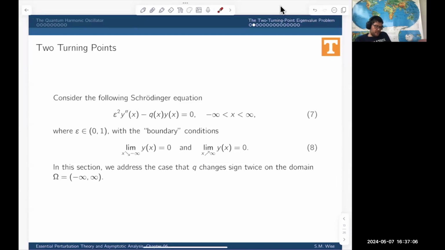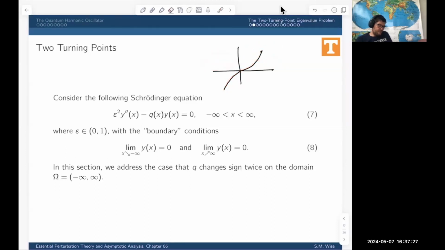Previously, in the one turning point case, we examined a methodology for solving or approximating the case where Q has a single turning point. So it crossed 0 exactly one time, namely at the point x equals 0. Q is positive in this region and negative in this region.